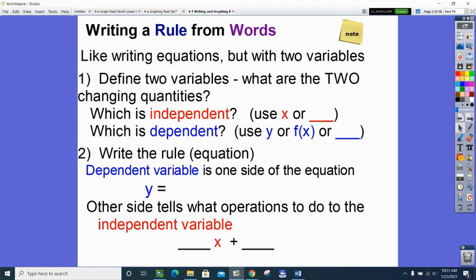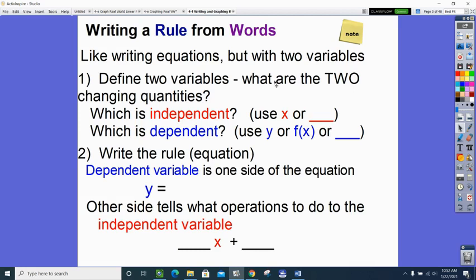So basically what we're going to do is, like writing equations, writing a rule from words is the same, except there's going to be two variables this time. So when we were doing equation solving before, you guys are really good at writing the two-step equation and, remember the break-even problems, you write those equations. See, what has changed here is we have an input and an output. So there's two variables. We're going to define what those are.